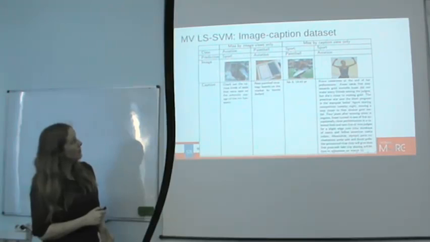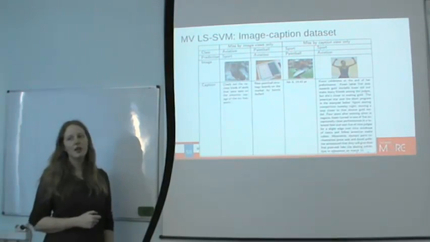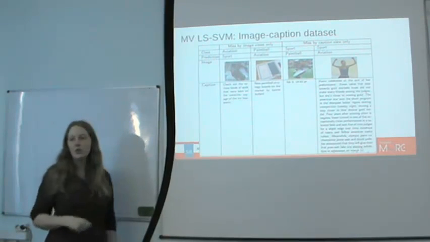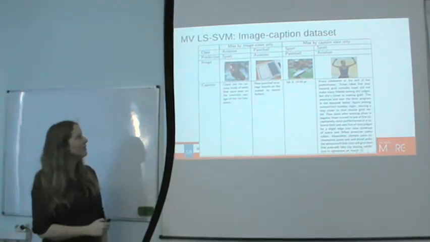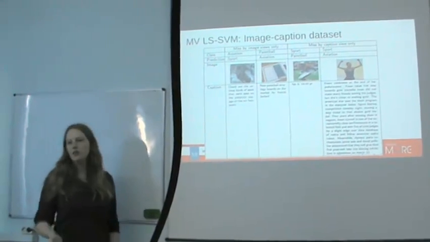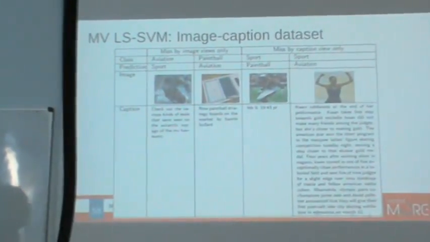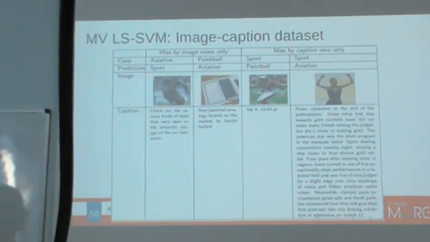If you look at the first image, it should belong to class aviation, but it doesn't look at all like the other pictures in class aviation. Most pictures in class aviation are pictures of, well, planes. This one is very different, so it misclassified it as sport, but it's just difficult to do because it doesn't look like the other pictures. The other one as well, this belongs to class paintball, but it's a strategy board of paintball.